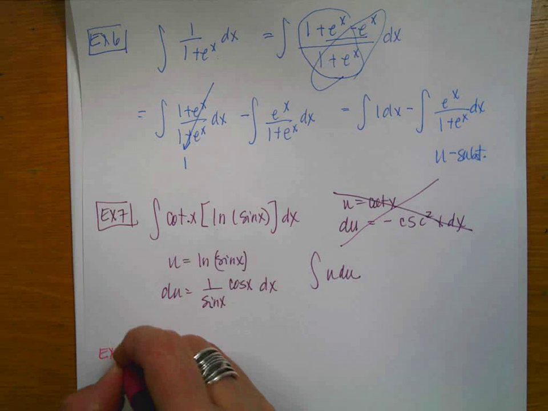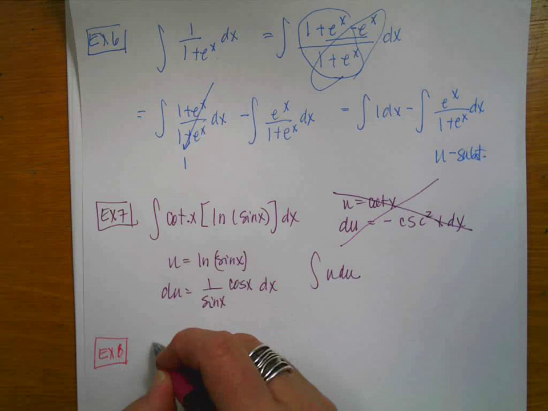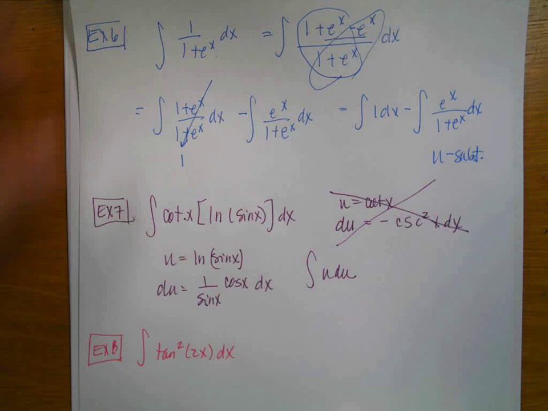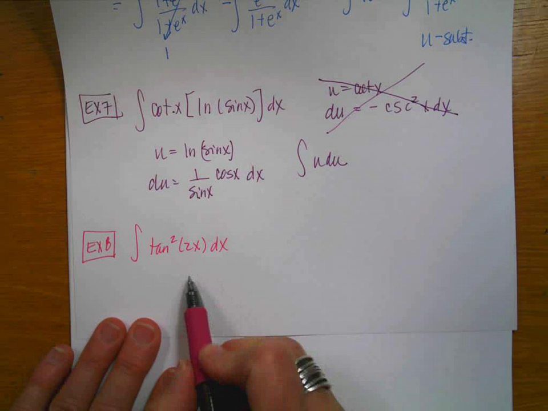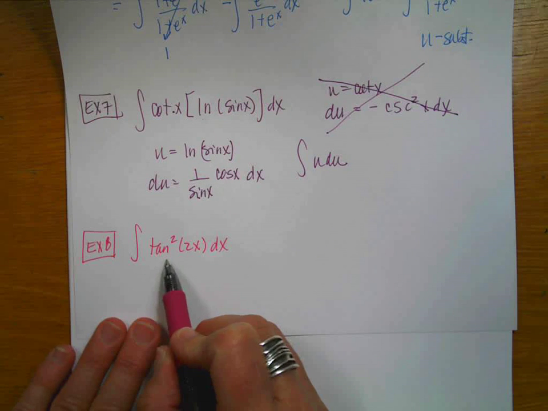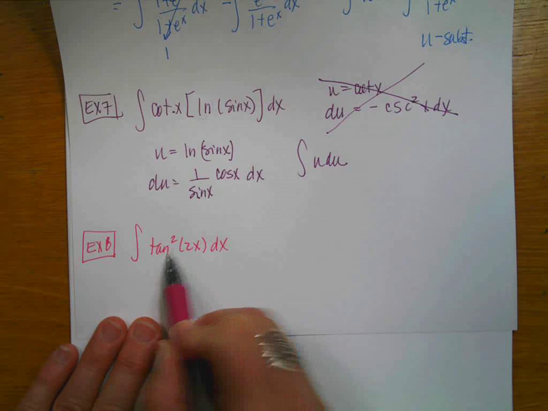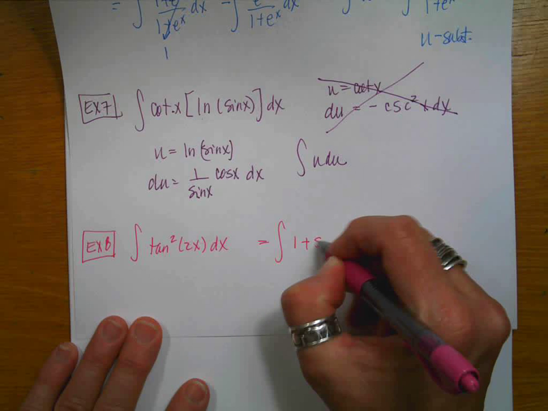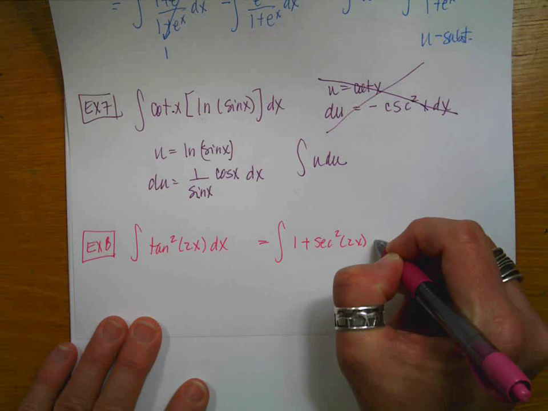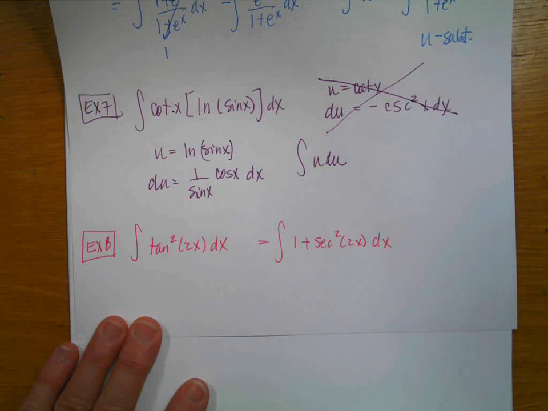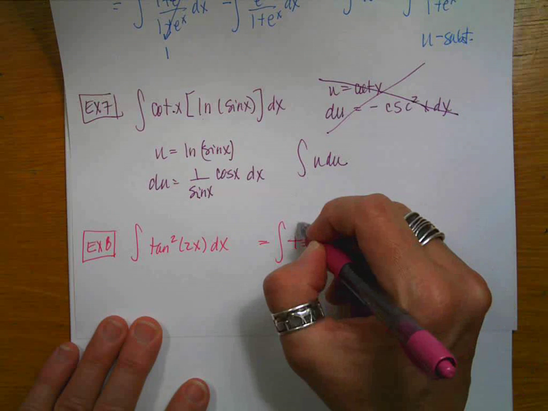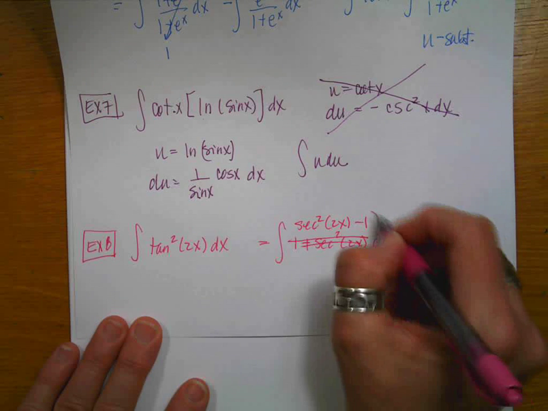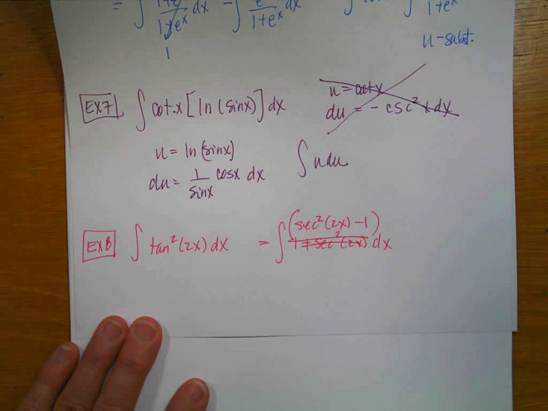All right, I have one more example. So our last example, example number 8, I'm going to have the integral of tangent squared 2x dx. We really don't have an integration rule, at least at our level, for tangent squared. So I'm going to split this up using a trig identity, and I'm going to rewrite it as 1 plus secant squared 2x dx. Okay? Sorry, bad math. I'm going to write it as secant squared 2x minus 1. My bad. There we go.